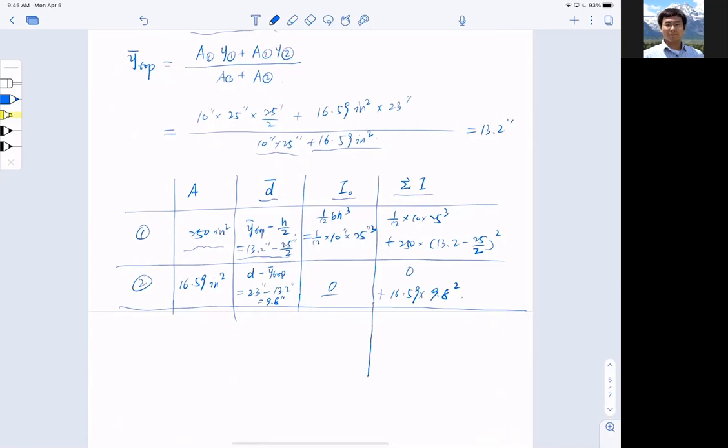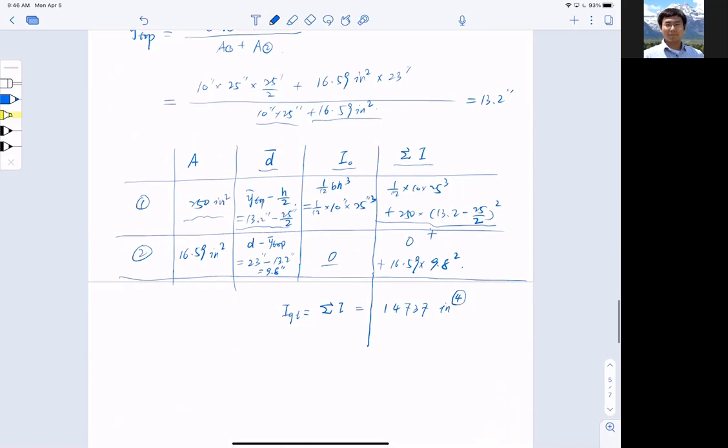And then I sum them up together, so sigma I, summing this up together. This one plus this one, I have my total IGT. So IGT equals 147,37, in inch to the power 4. Inch to the power 4. And that is my IGT.